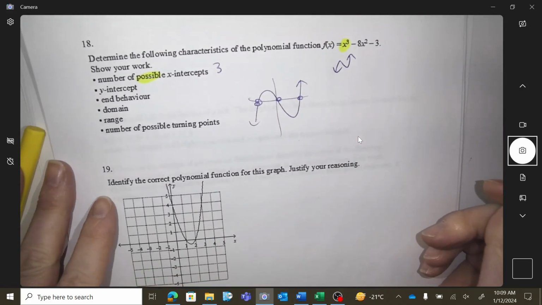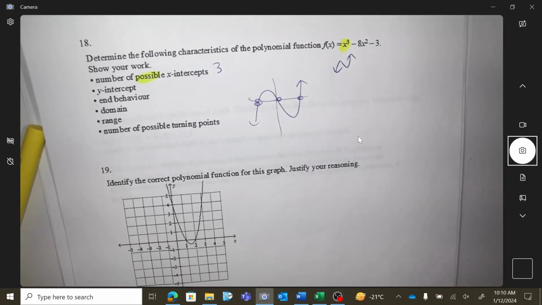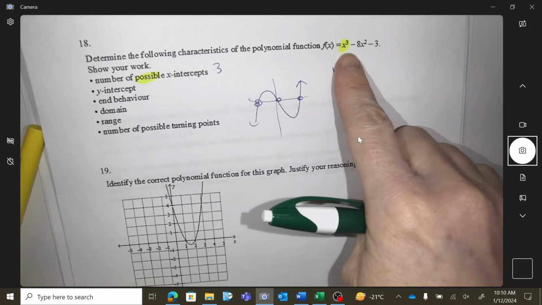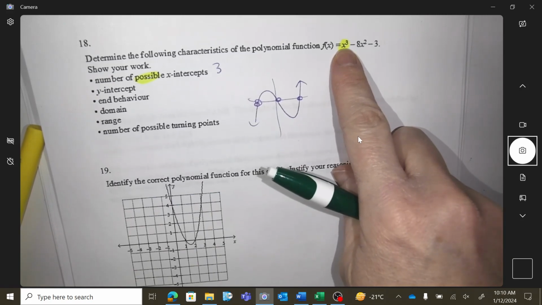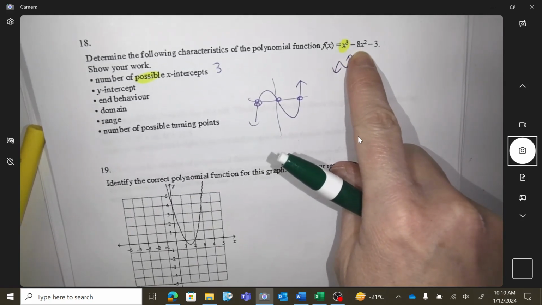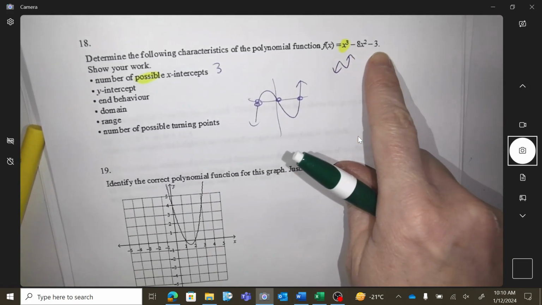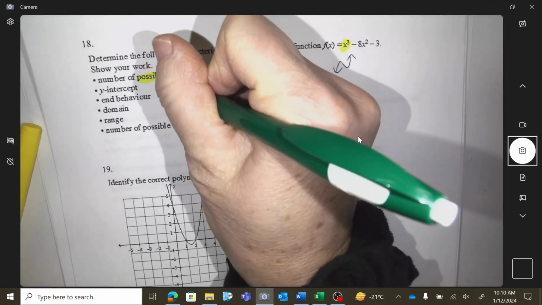What is the value of the y-intercept? Just like that, fast. So what is a y-intercept? If x was 0, if there was no x's involved, what number would you get to? -3.